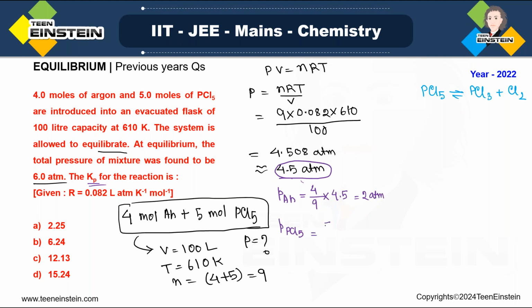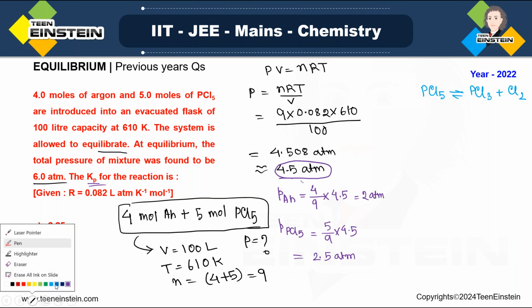Then PCl5 partial pressure is 5 by 9 multiplied by 4.5, and this value is equal to 2.5 atm. Now we will go to the calculation of this. So how will we do so?